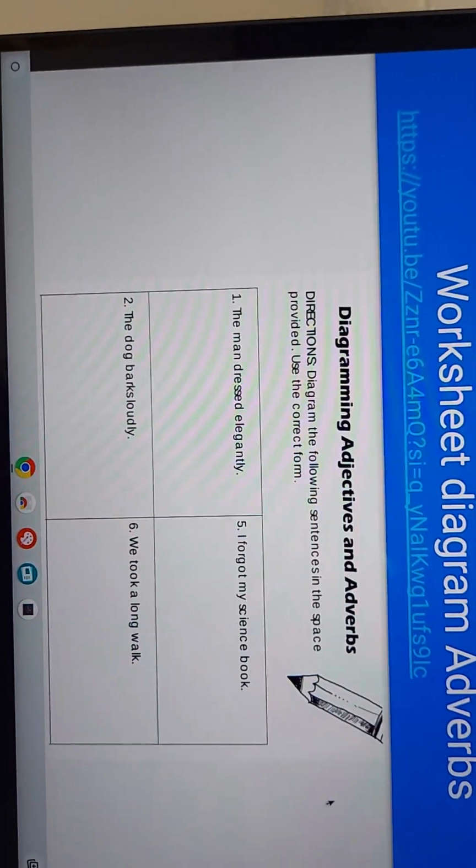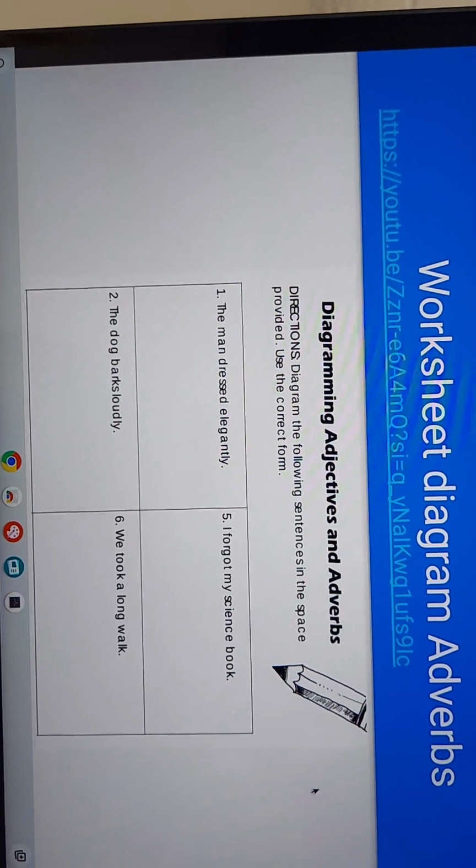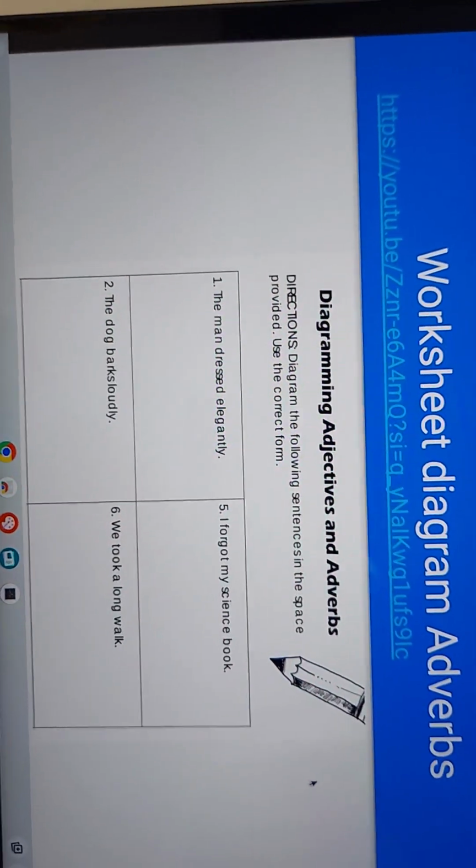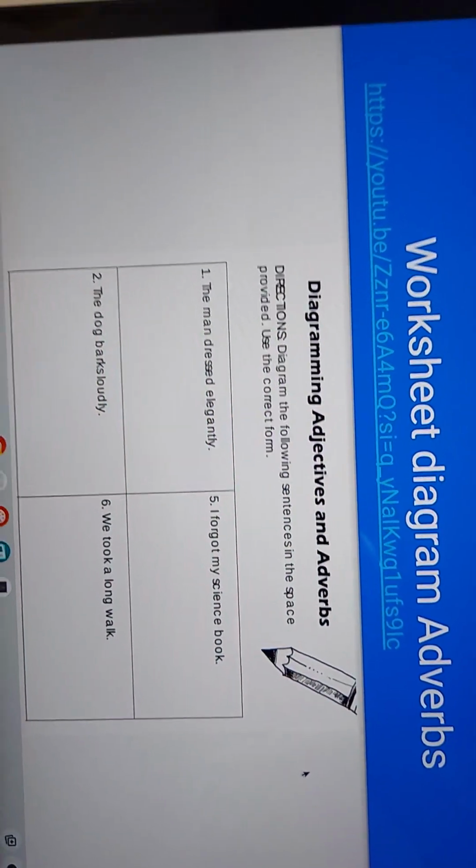The man dressed elegantly. Who's the subject? The man. So how are you going to place the man? Okay, for your diagram, go ahead and write your straight line.